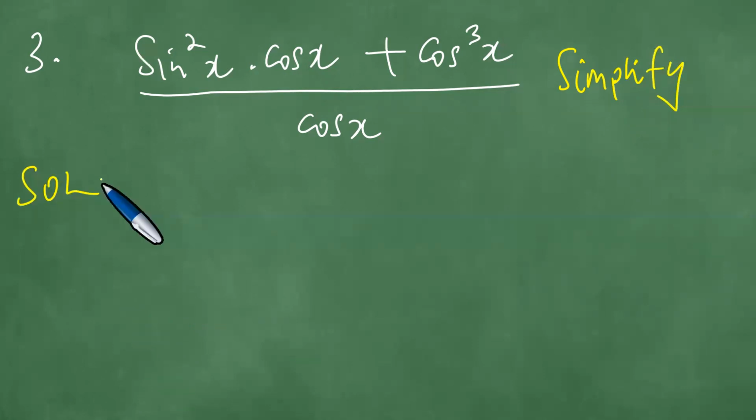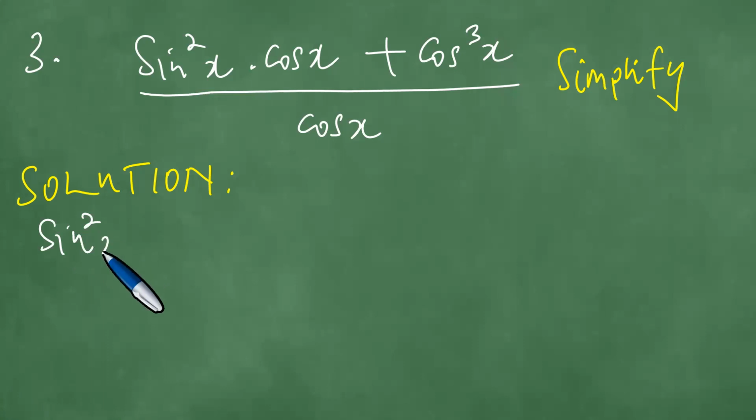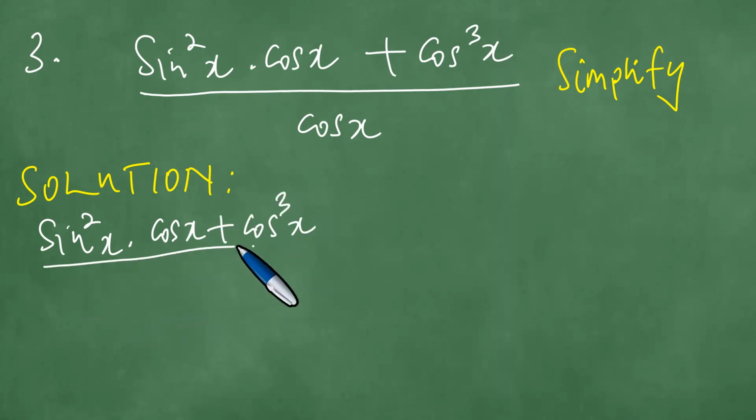So look at the solution to this. If we have to simplify these, anyone, what do we do here? We are given sine squared x times cosine x plus cosine cubed of x, and this is divided by cosine x equals. What do we do here, and how do we simplify these? Anyone, please, quickly?